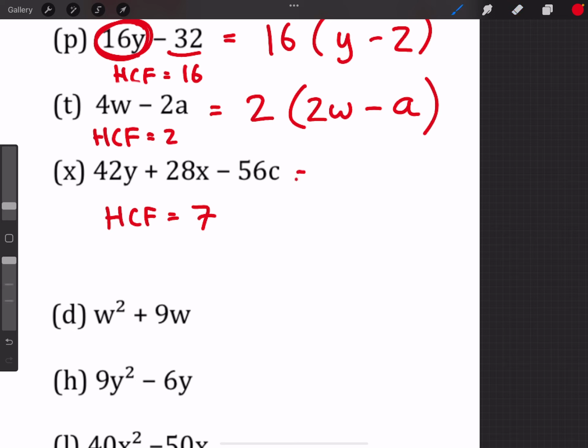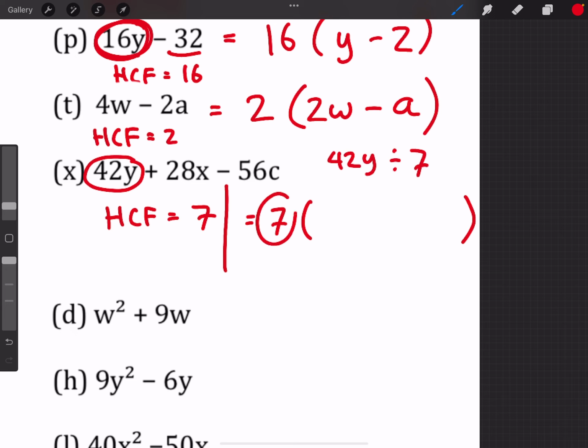So that means the answer is going to be, a 7 goes outside the brackets. Actually, let me just put it down here. 7 here. Now inside the brackets, we take each term and we divide it by the highest common factor. So 42y we divide by 7, because that's the highest common factor, and you get 6y. Okay, there you go.